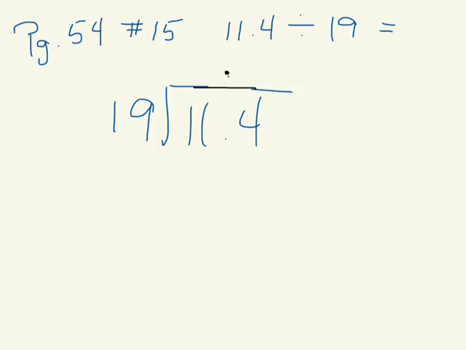So 19 is about 20. So 20 times 5 is 100. 19 is a little less, 114 is a little more. I'm going to just take a guess here. Let's try 19 times 6.